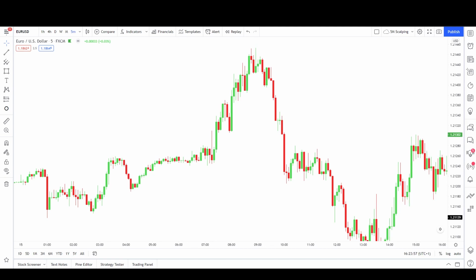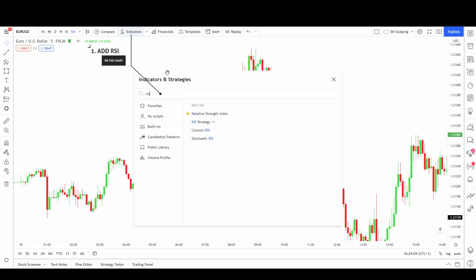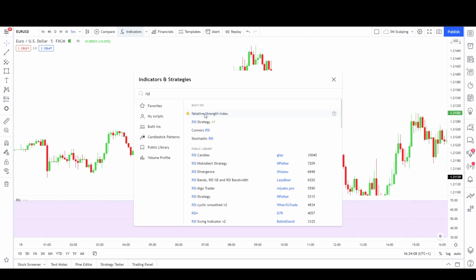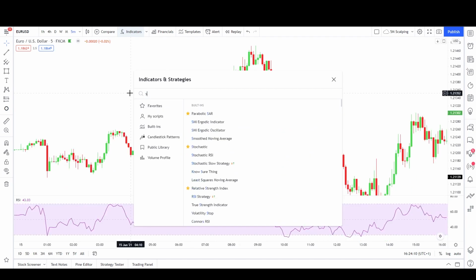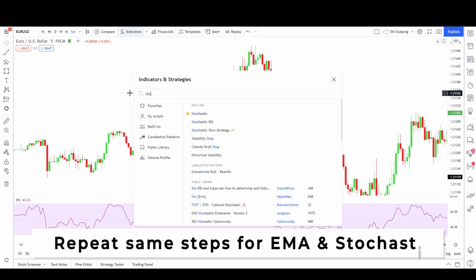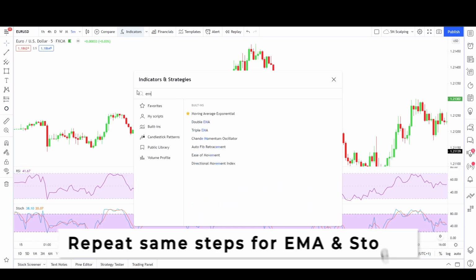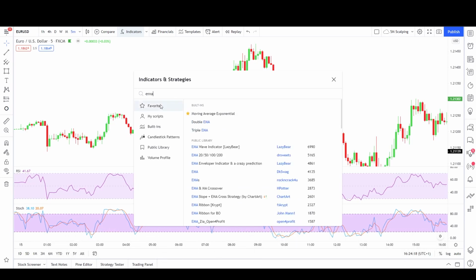So to incorporate RSI, stochastic and EMA, simply choose indicators and type RSI. It will be the first one, the relative strength index, and click on it. Next step is to add a stochastic, so type STO and that will be the first one. And the last indicator we need is the exponential moving average, so you can either write moving average exponential or you can definitely write EMA, and that will be the last indicator we need.